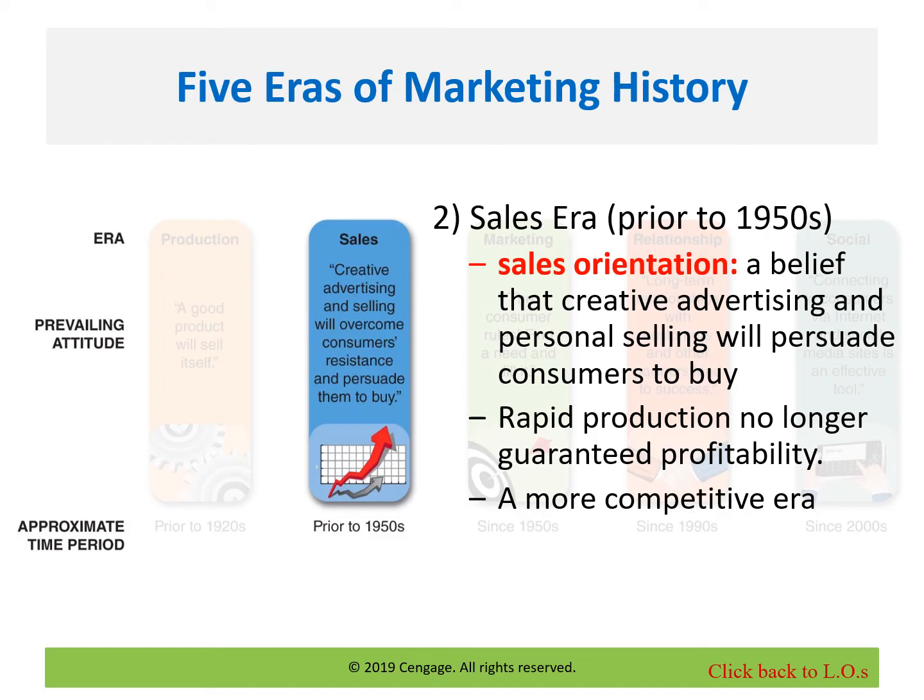Then came the sales era. Many business people from the 1920s into the early 1950s realized that increasingly sophisticated production techniques had led to more output than the market could readily consume. During this more competitive era, companies adopted a sales orientation, which is a belief that creative advertising and personal selling will persuade customers to buy.